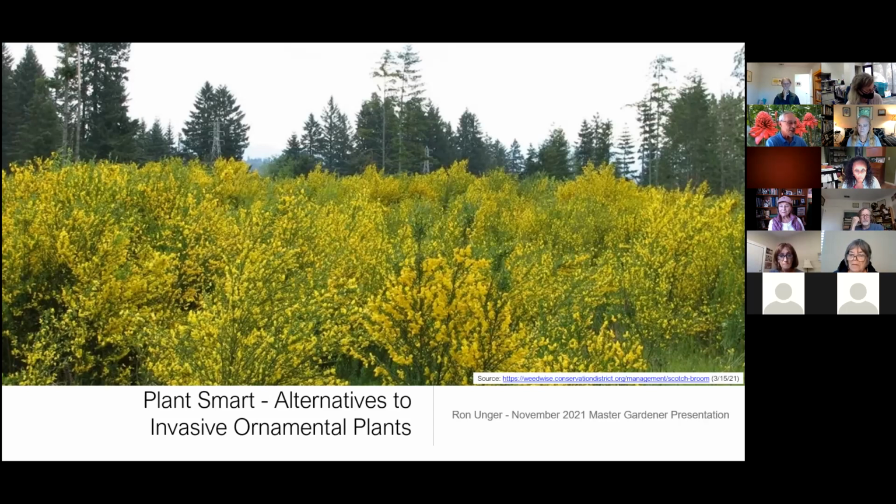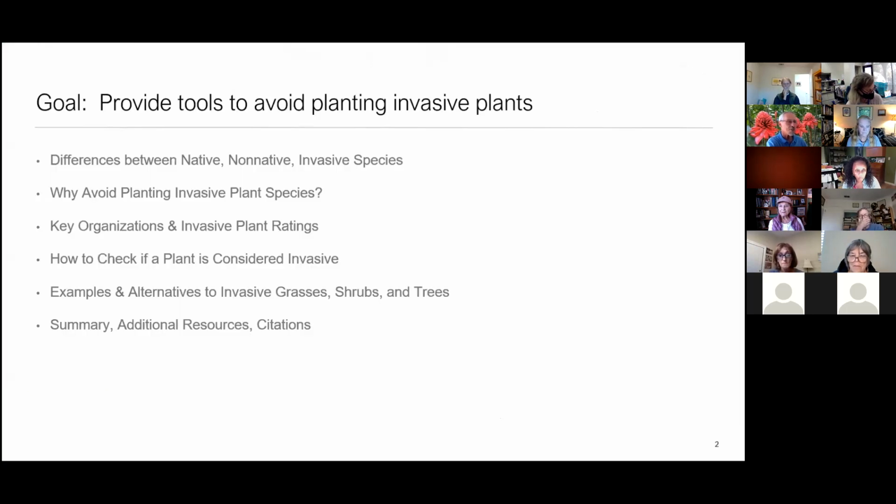My talk is on alternatives to invasive ornamental plants, and my goal today is to provide some of the tools to avoid planting invasive plants. These are the topics I'm going to go over.